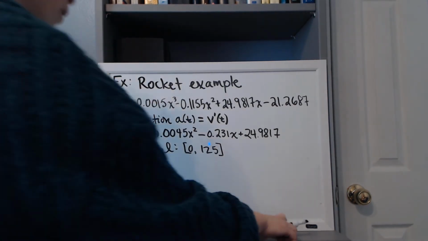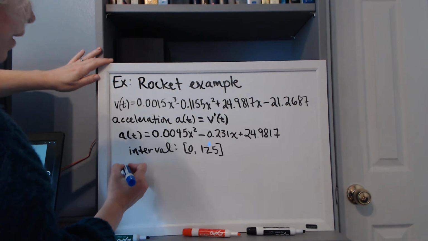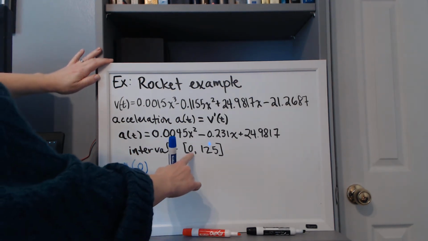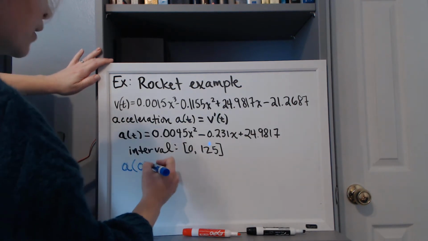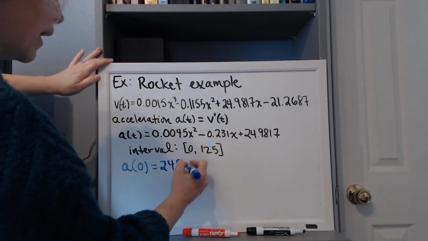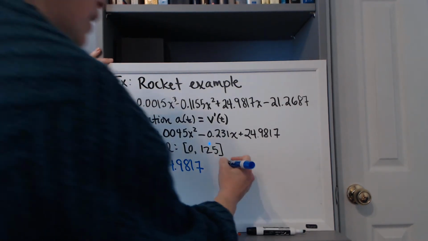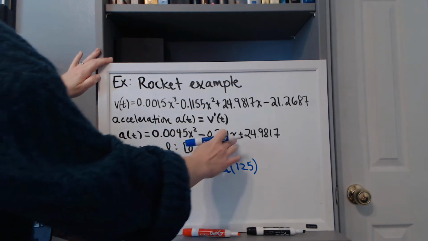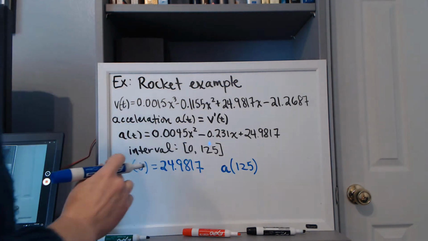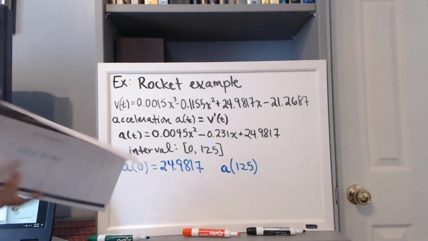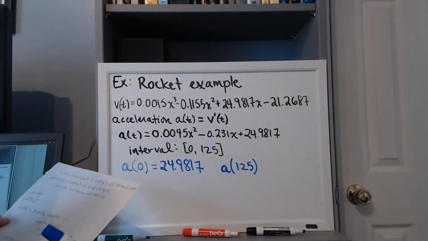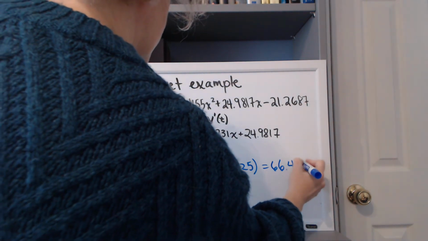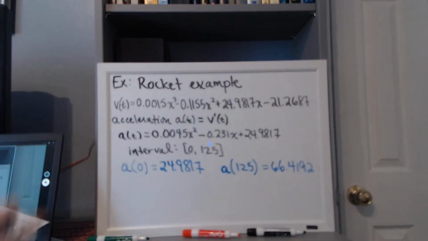So now, according to our method, the first thing we're going to do is check the values of the function at the endpoints. So A of 0, that's one of our endpoints, is 24.9817. And then for A of 125, we put 125 in for our x values, and this gives us, which I've already calculated here, 66.4192. So those are the endpoints.